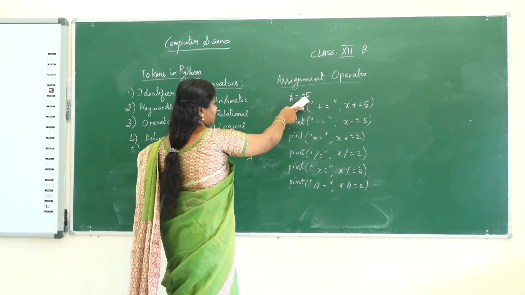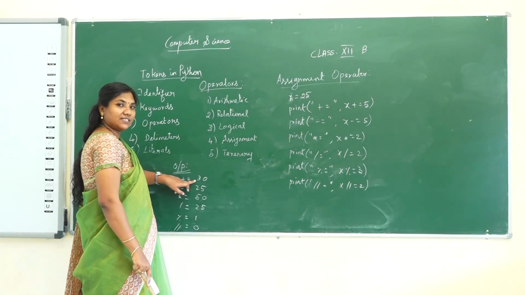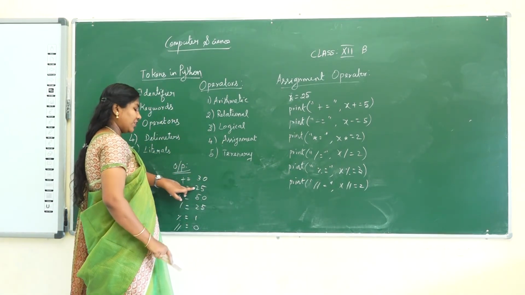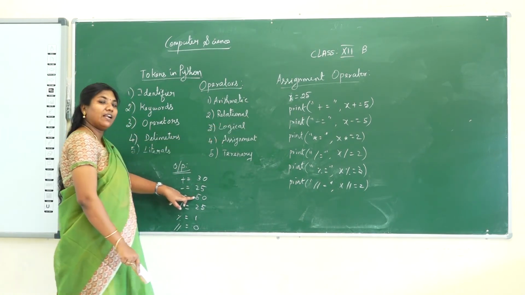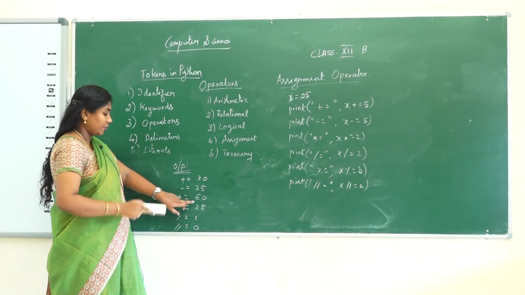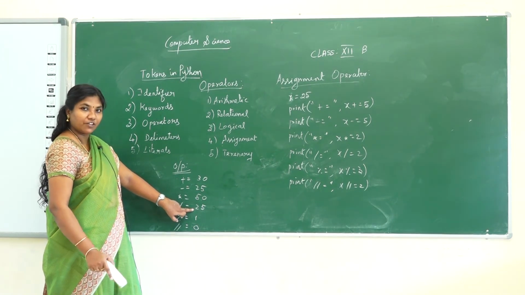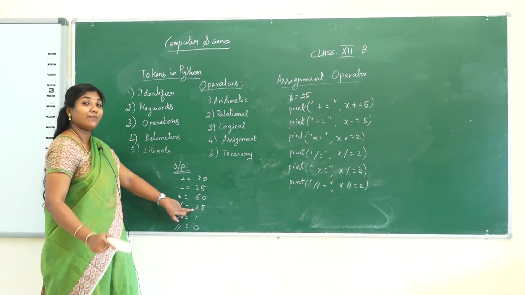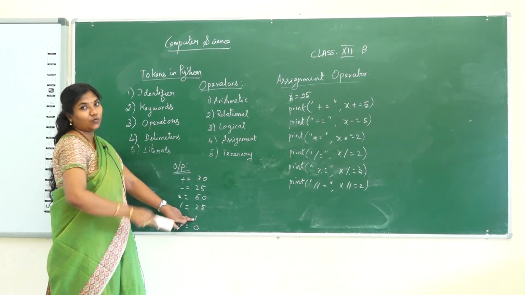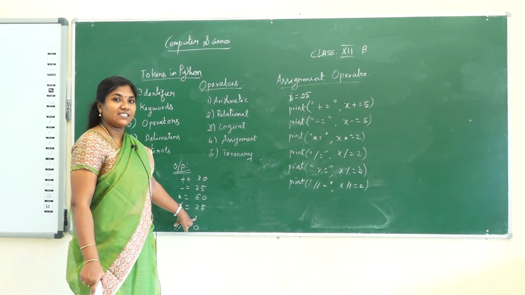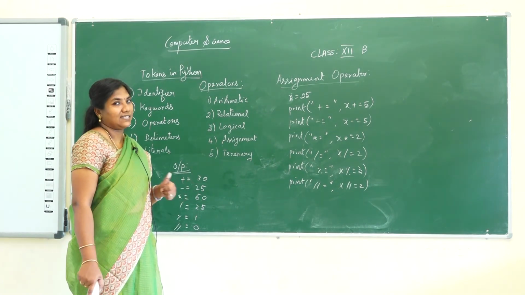So, first the value of x is 25, so plus 5 means 30, and next the new value of x is 30, so 30 minus 5 is 25. Now the new value of x is 25, so 25 into 2 is 50, now the value of x is 50. So, 50 divided by 2 is 25, and next the value of x is 25. So, 25 divided by 3, 8 3s are 24, the remainder will be 1. Now the value of x is 1. So, when 1 gets divided by 2, it will be 0.5. So, the integer part alone will be the output, so the value is 0. Okay, so this is the assignment operator.